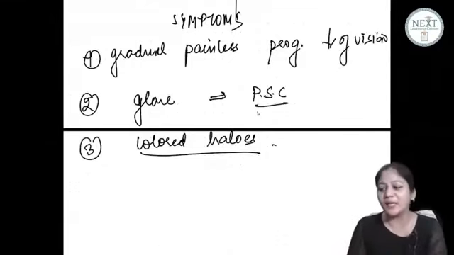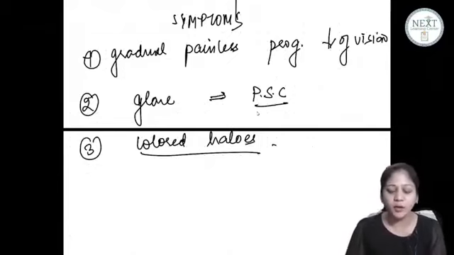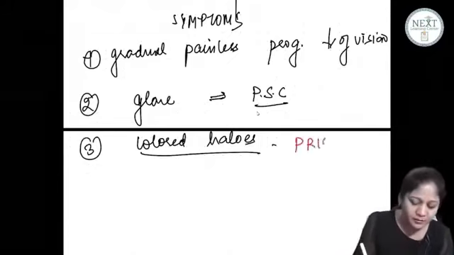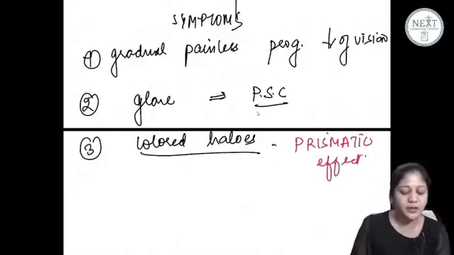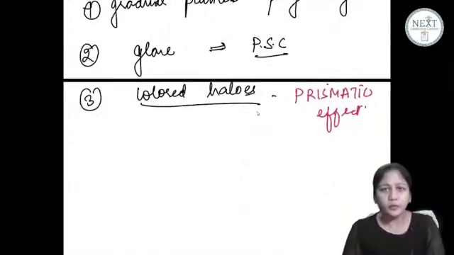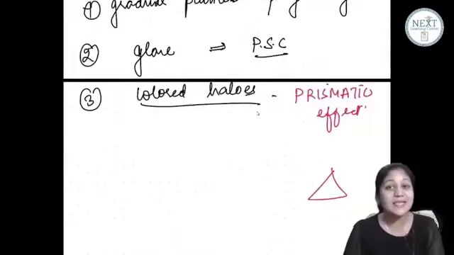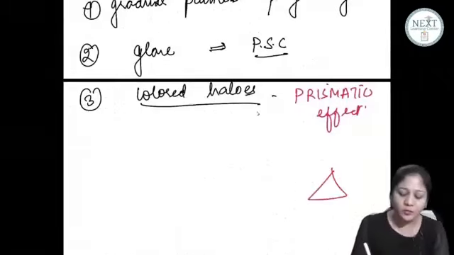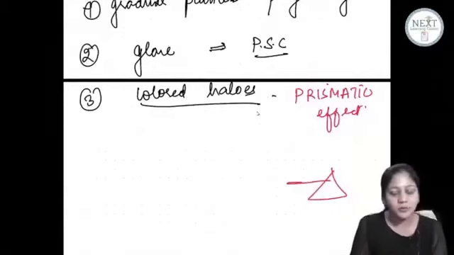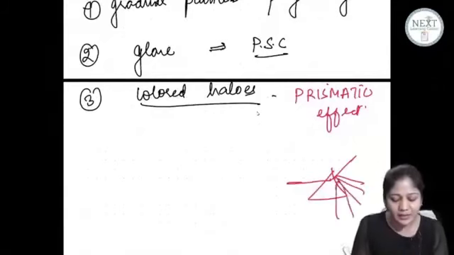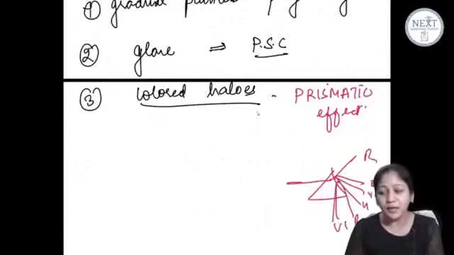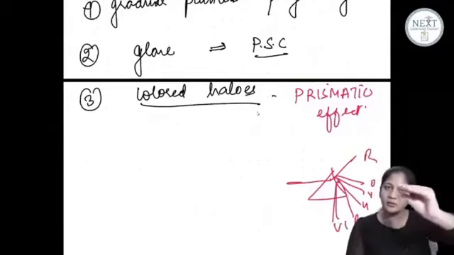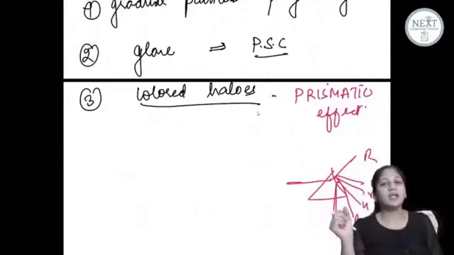So let me explain. Colored halos are a phenomenon which occurs because of the prismatic effect. Now, what is this prismatic effect? You must know about prisms from physics. When white light comes through the prism, it is seen scattered in VIBGYOR. So when white light enters the prism, it splits into 7 colors of VIBGYOR.